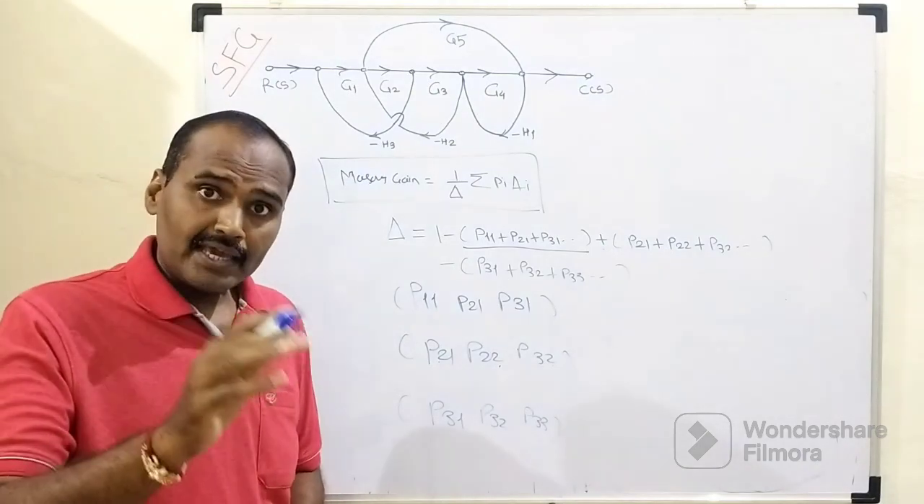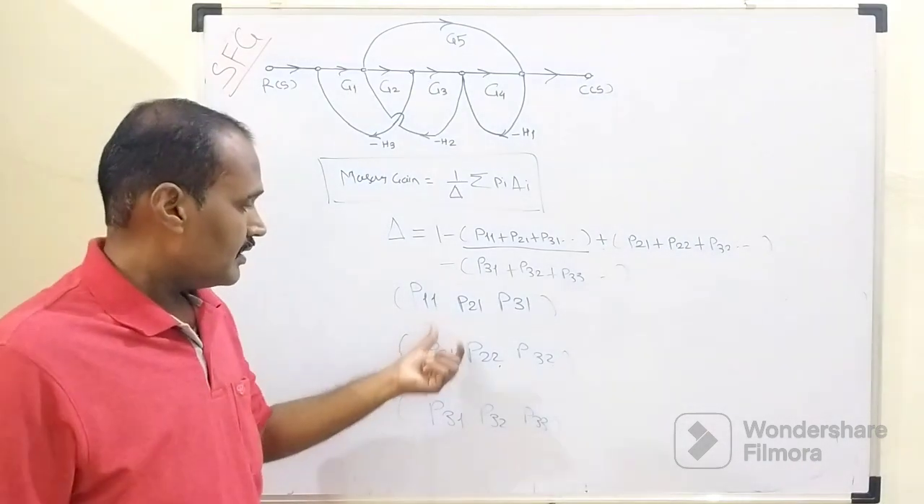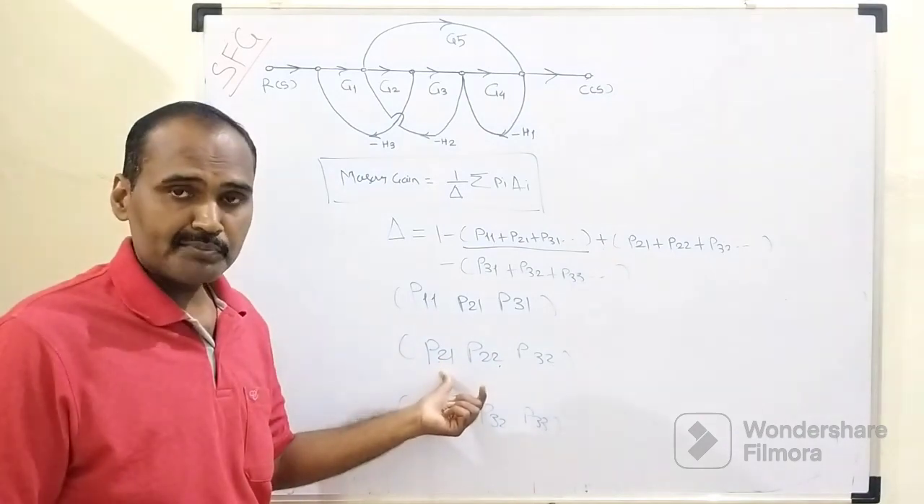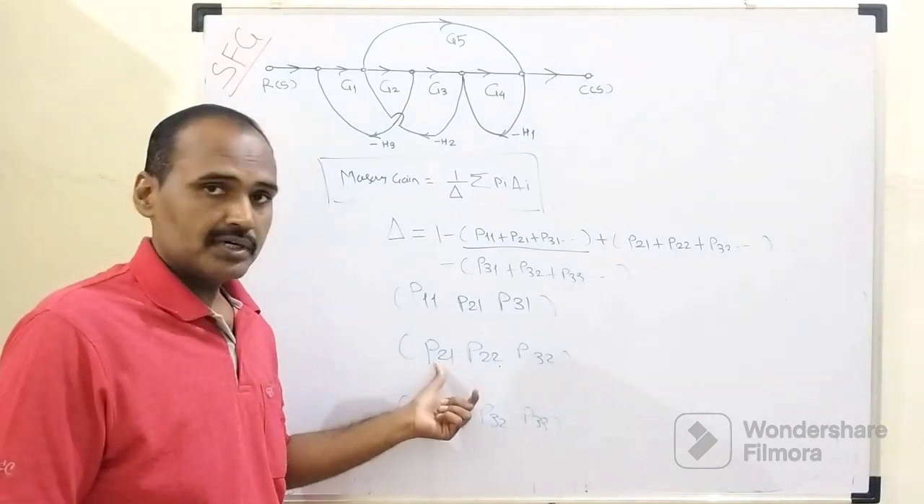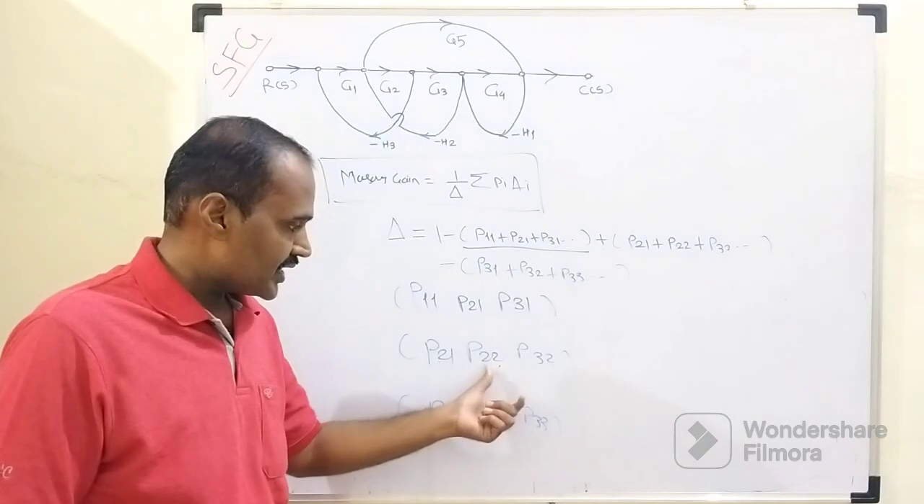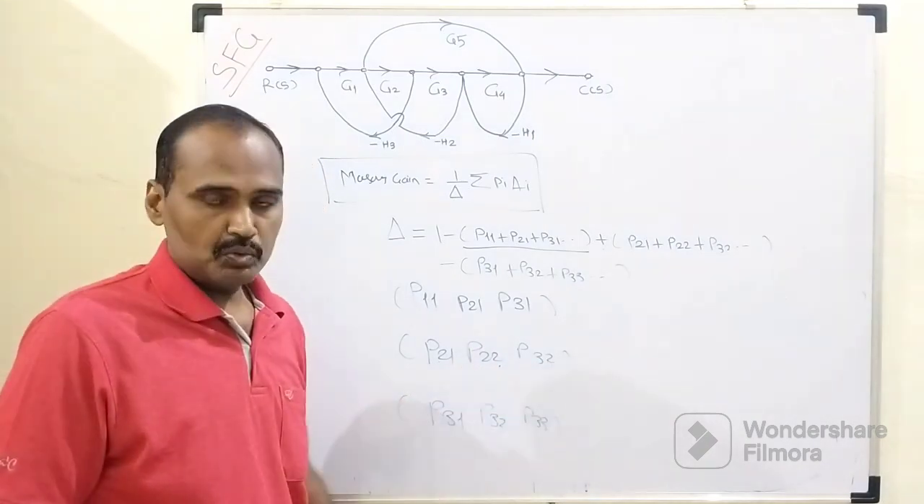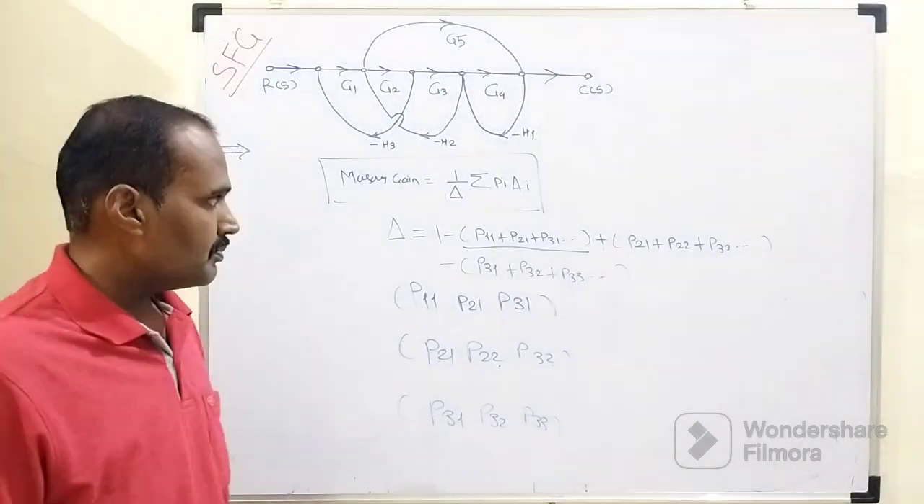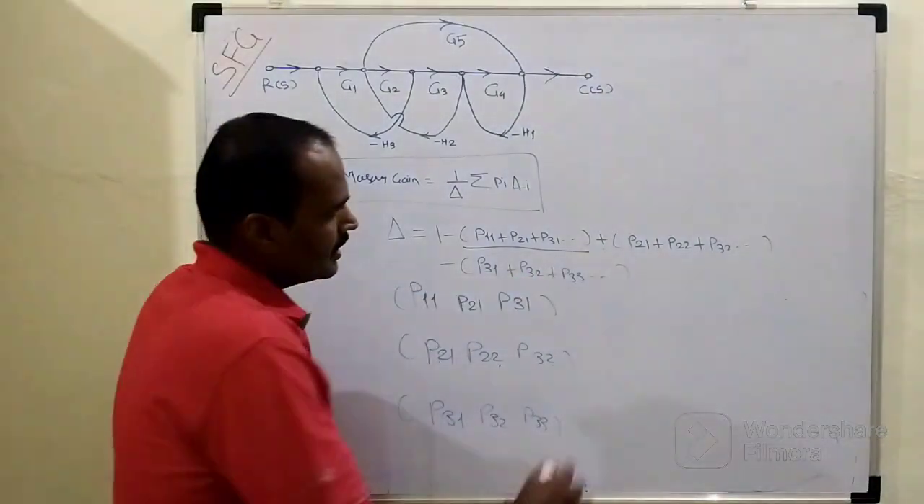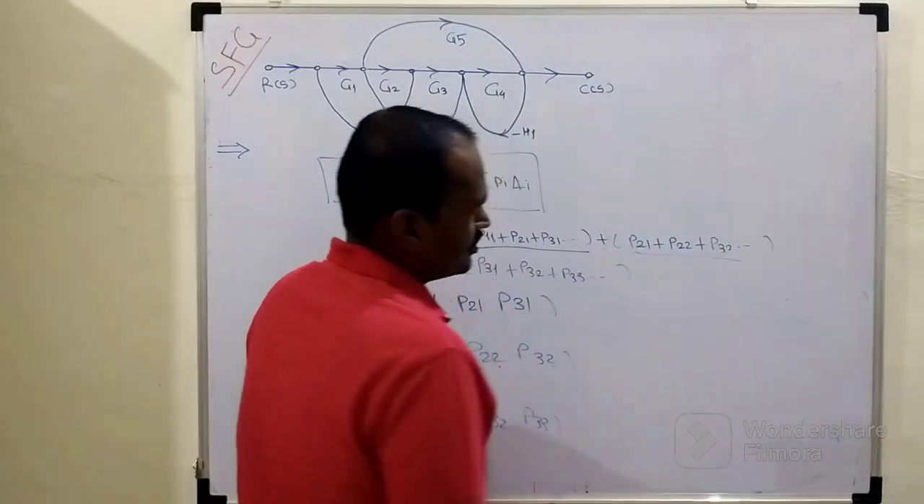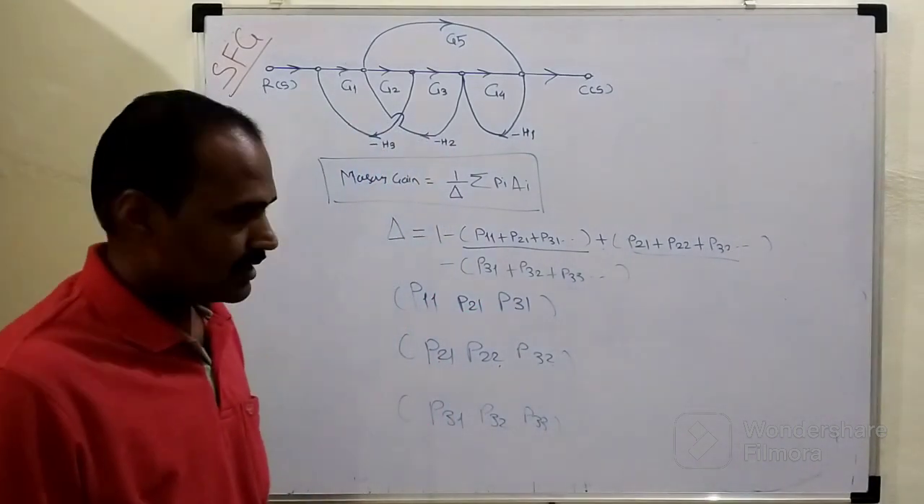So their gain product is nothing but P21, the gain product of the first two non-touching loops, the gain product of the second two non-touching loops, and the gain product of the third two non-touching loops. In this way these iterations are to be written. Now this is all about the second parenthesis of the system determinant delta, right?